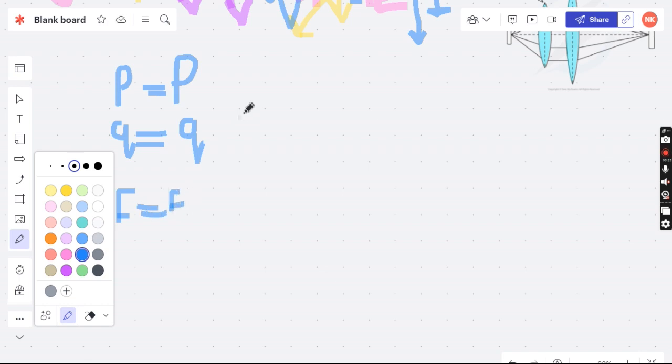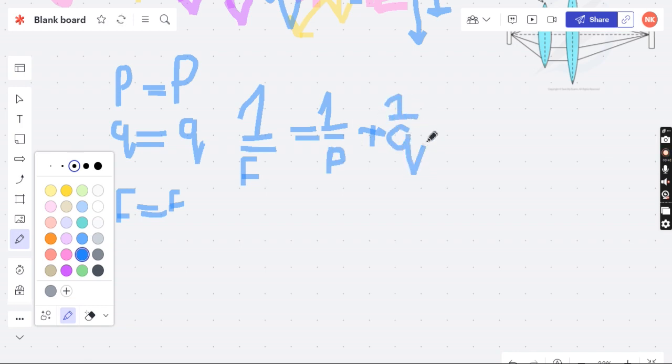We know that 1 upon F is equal to 1 upon P plus 1 upon Q. So this is the focal length. This is equation number 1.